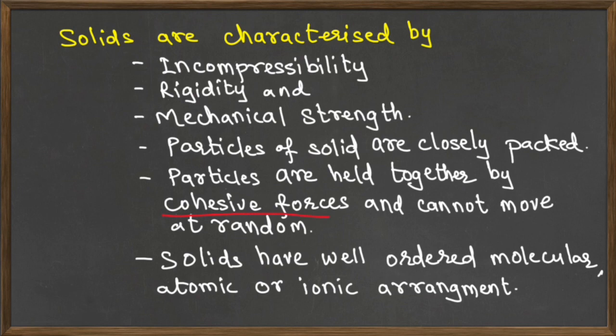We know there are two types of forces, cohesive force and adhesive force. Now cohesive force is a force of attraction between same type of particles, and adhesive force is a force of attraction between different types of particles. So therefore solid particles cannot move at random, and solids have well ordered molecular, atomic or ionic arrangement.